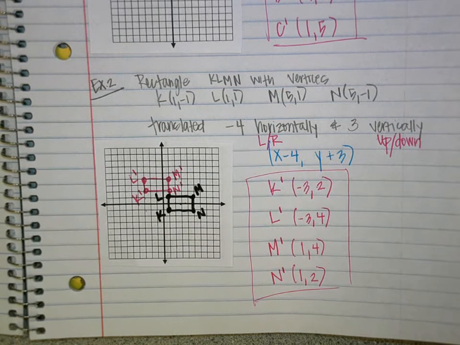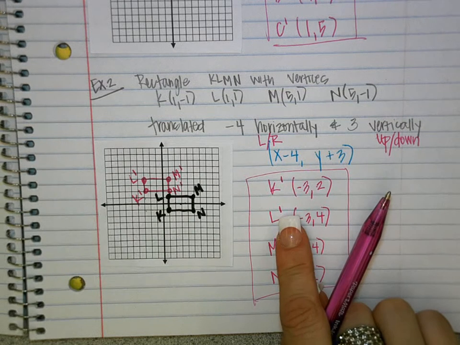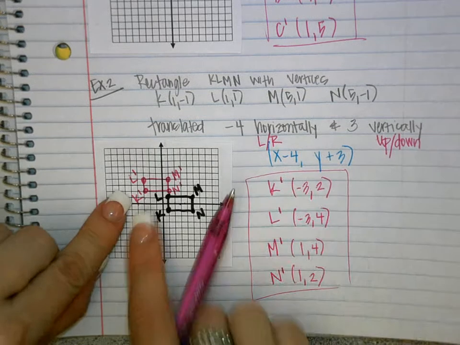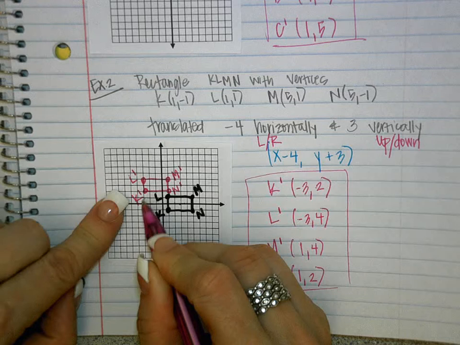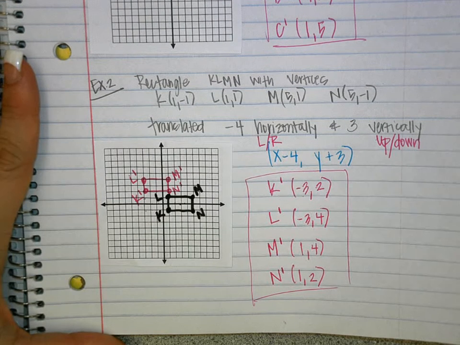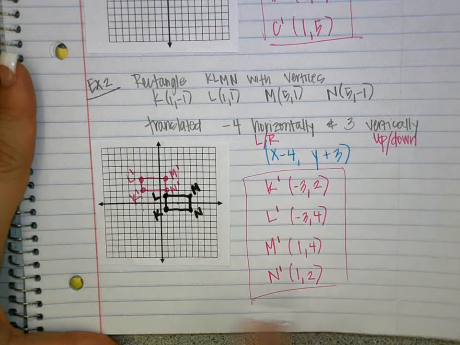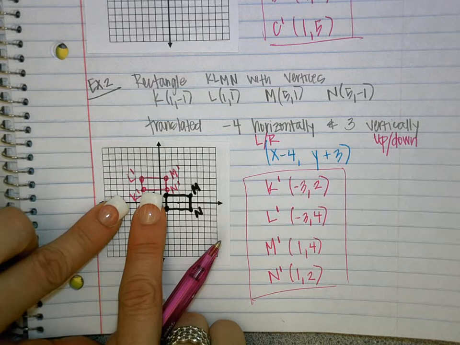Questions on how I did that? You label the primes. What point is this? You would go over 1, 2, 3, up 2, so I labeled that point. I'm just saying, write down the coordinates for each point. Make sense? K prime is at what coordinate? And you write it down.